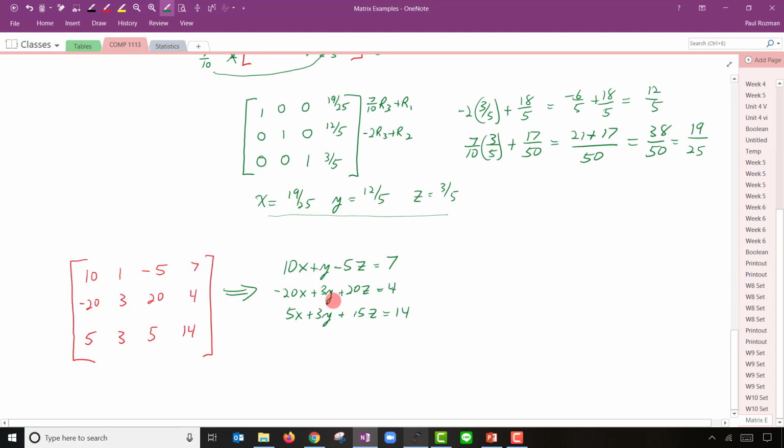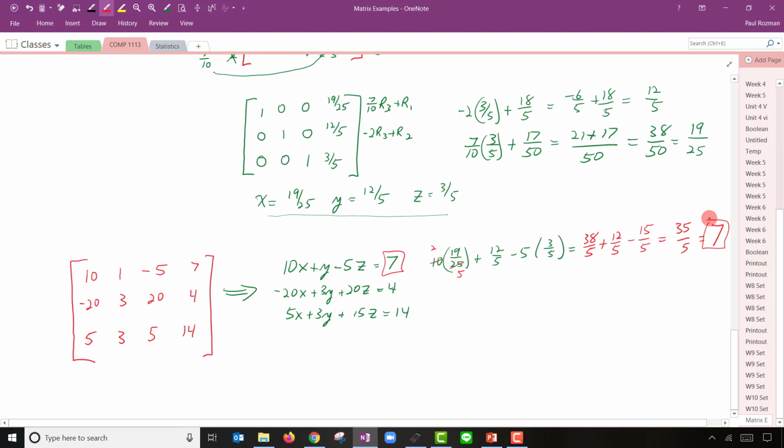So let's plug these values into these three equations. The first equation will be 10 times 19 over 25 plus 12 over 5 minus 5 times 3 over 5. And let's see if we get 7. I guess I could reduce a little bit here. Divide both by 5 here. So I get 38 fifths plus 12 fifths minus 15 fifths. What is that? 35 over 5, which is 7, which is what we're checking.